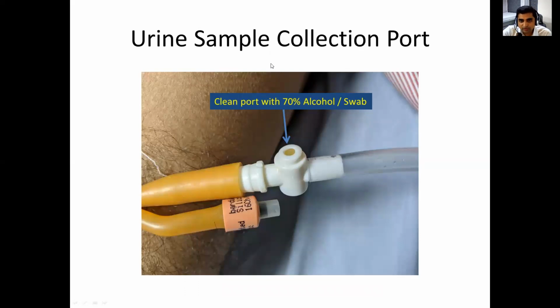So now we have inserted the catheter, we have secured the drainage bag, we know how to empty the urobag. Now another thing, how to collect the urine sample. This is also underdone in many small hospitals and nursing homes. So these parts need to be emphasized and the staff should be educated for that.